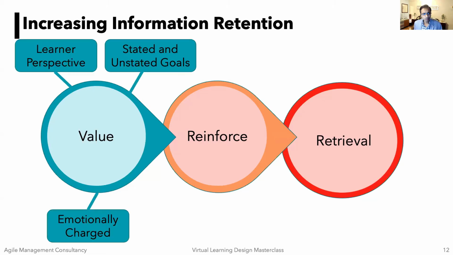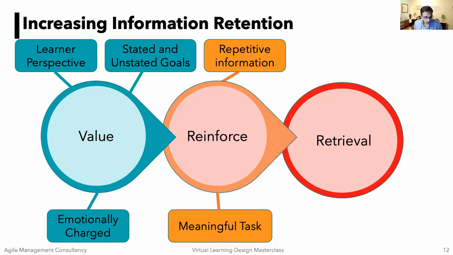So in short, what we just said was value coming from the learner's perspective. So we should always keep the learner's perspective in mind, even though we have our learning outcomes. It has to be skewed from their perspective as well, so that the onus is on us to do that, right? Stated and unstated, emotionally charged, you've got repetition coming in, meaningful task, right?